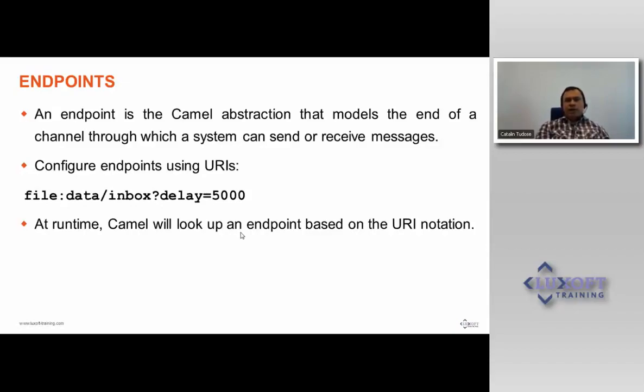When you arrive at an endpoint, it means that you have arrived at the end of a channel. In order to configure an endpoint, you can use URIs. Here, you see that the protocol uses file, and the data is taken from this folder. And here, you also have the option of a delay of 5,000 milliseconds. This means that you are going to poll this location, looking for files, every 5 seconds in order to see what is new and to process it.